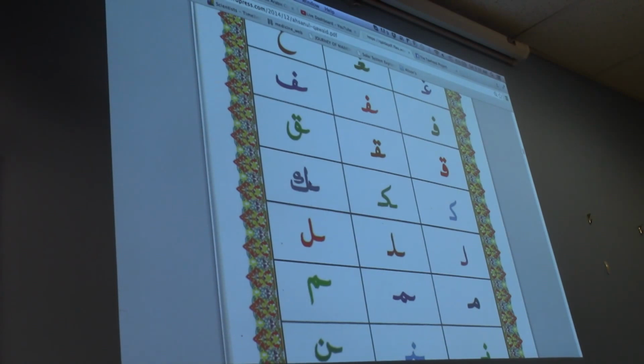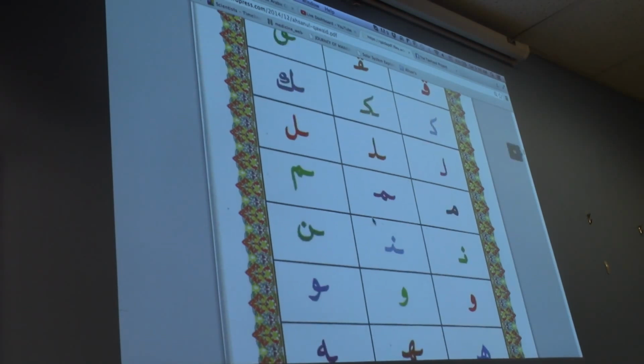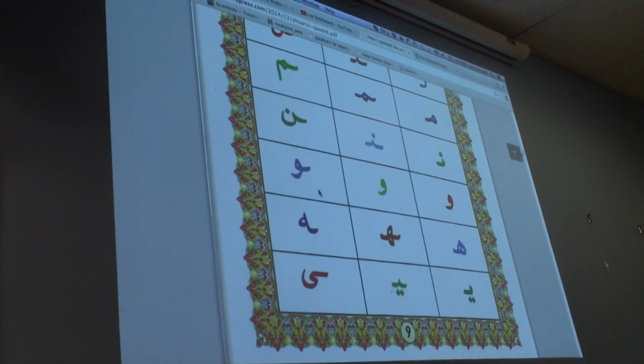Kaf. Now at the ending, Kaf gets back its original form. Okay? As you can see, the original form of Kaf is there. At the beginning and middle, it looks different. Alright? Then we have Lam, Mim, Noon, Waw, Ha, Ya, and then Ya. This will be 2 dots right here.